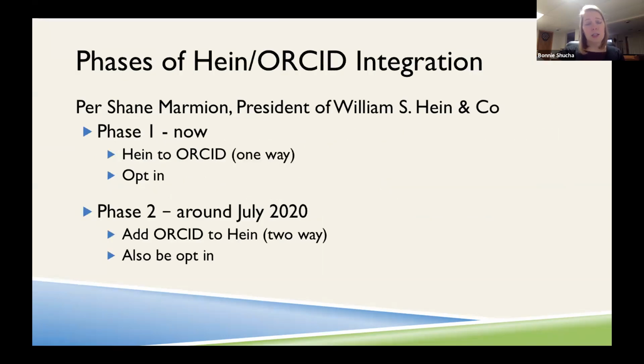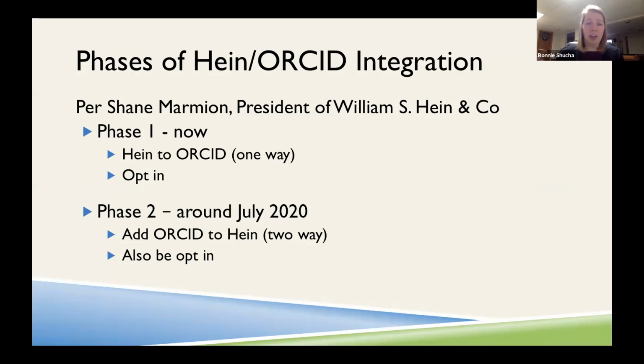According to Shane, this is a two-phase process, right? Phase one is right now, you can already do this. It's the Hein to ORCID direction. An author can say, okay, here's my Hein author profile, and by establishing this connection, I want ORCID to pick up everything that's in Hein. So every article that I've published that is appearing in my Hein author profile will now also show up in my ORCID profile, which is great.